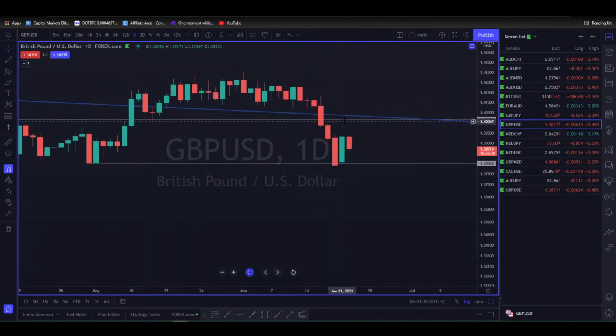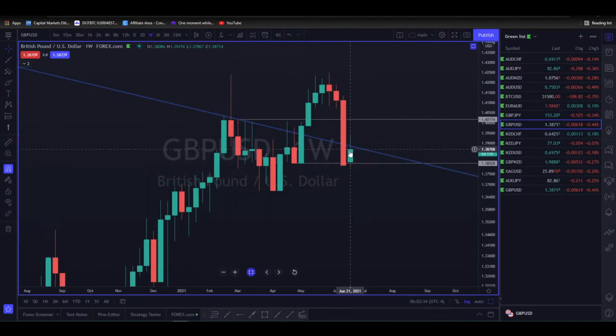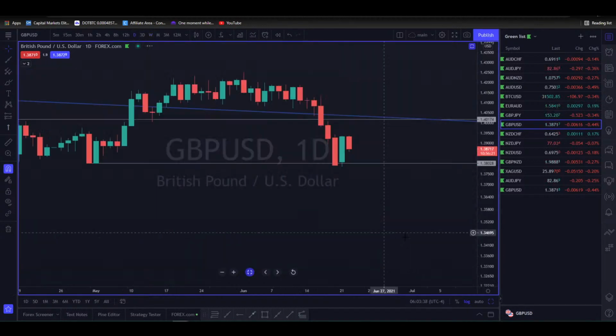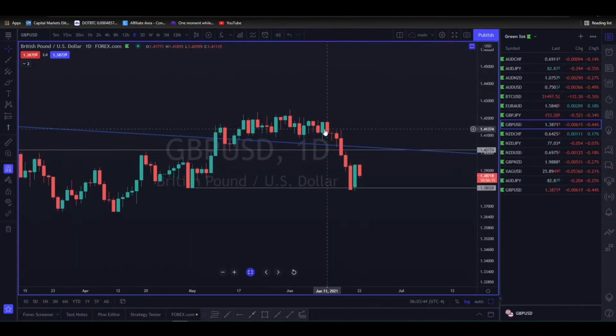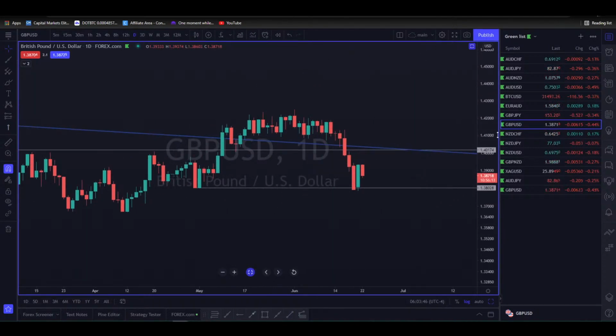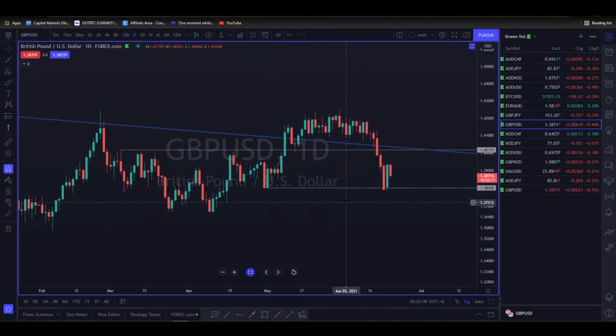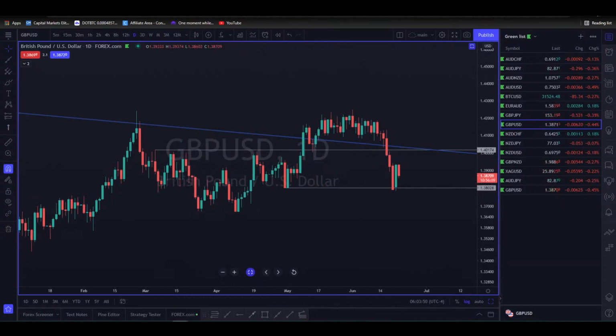Well, you didn't test it. I don't know why it says you tested it on the weekly. There's the weekly. You see a wick above that trend line. Here's the daily. No wick above the trend line. What's up, TradingView? What is wrong with you? Anyways, no need complaining about something that you can't control.